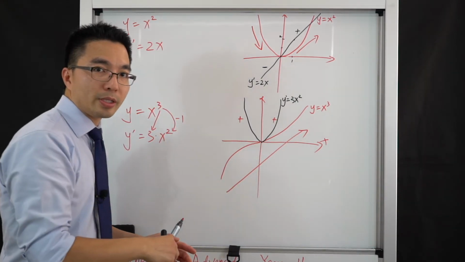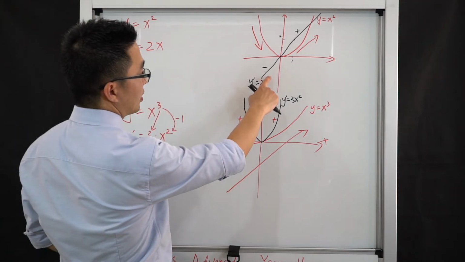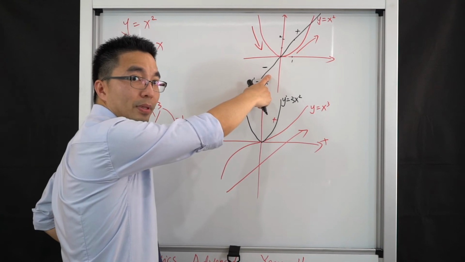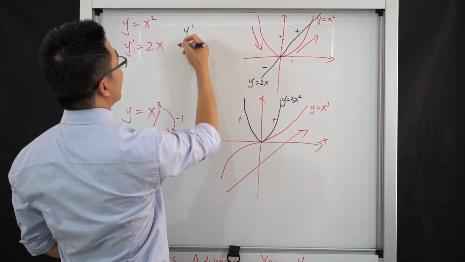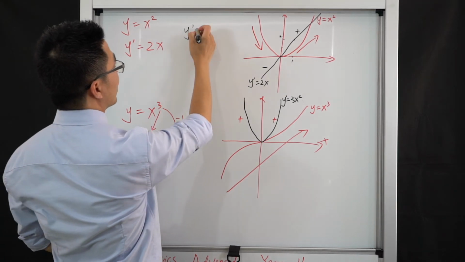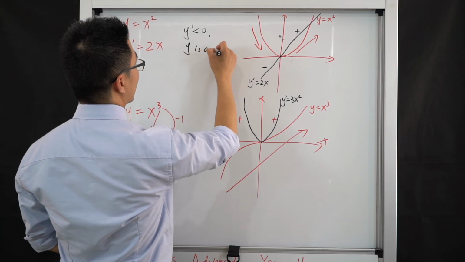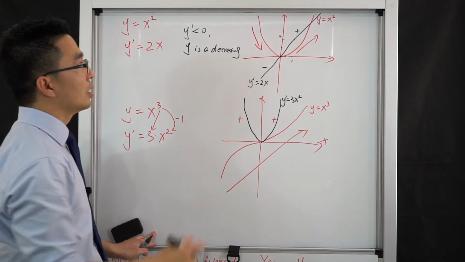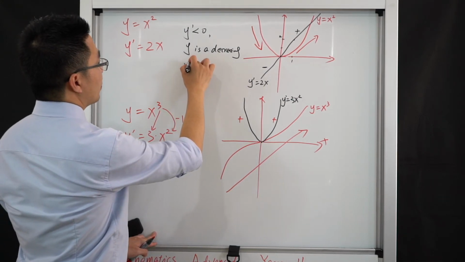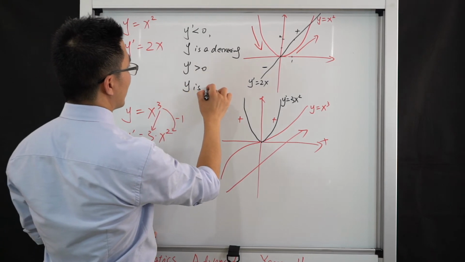Let's try to summarize the pattern from these two graphs. The first one is when the derivative function is negative, the original function is a decreasing function. When the derivative function is positive, the original function is an increasing function.